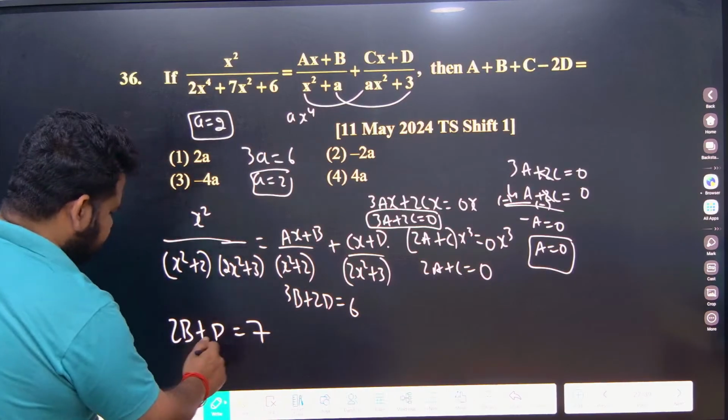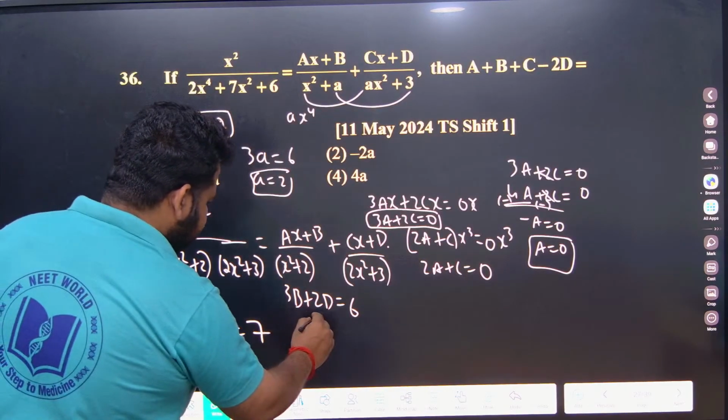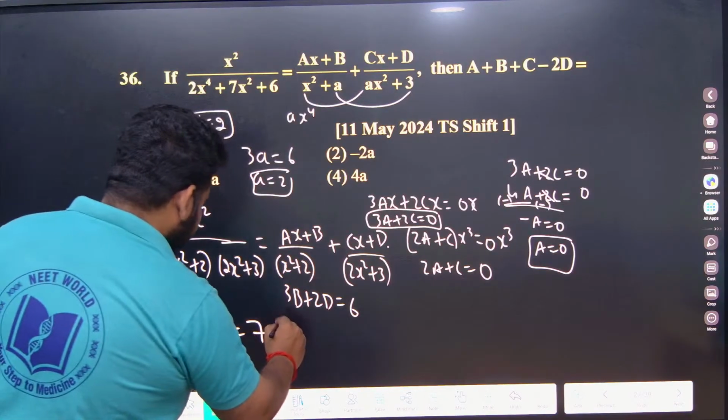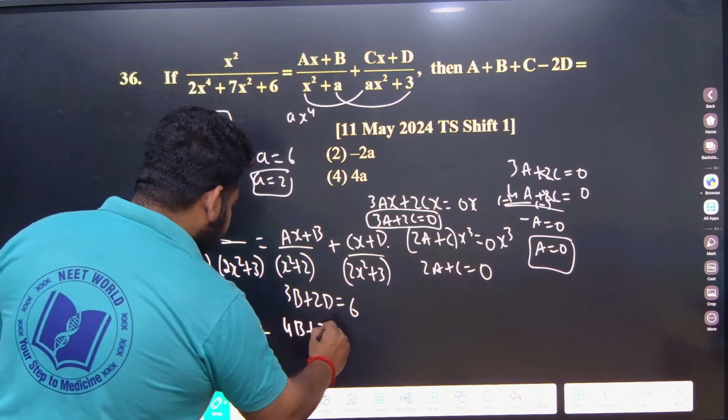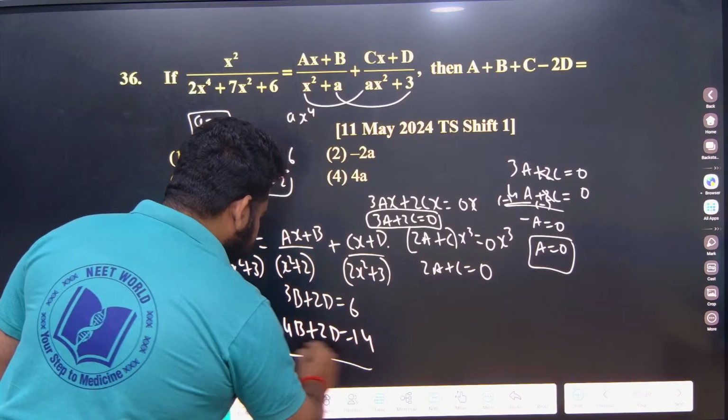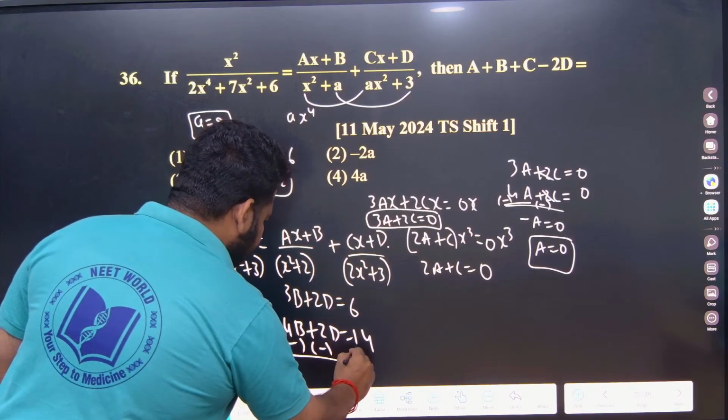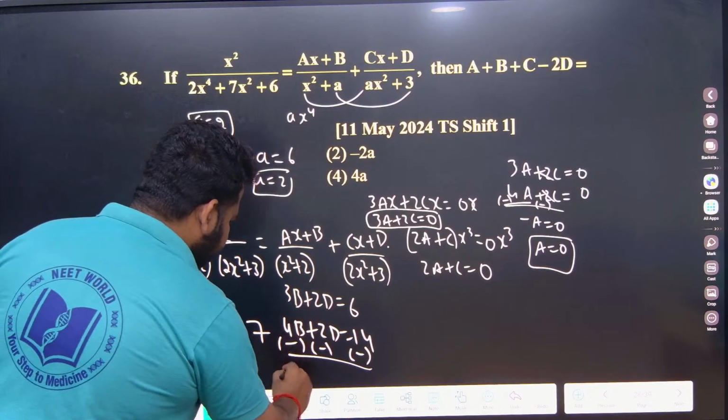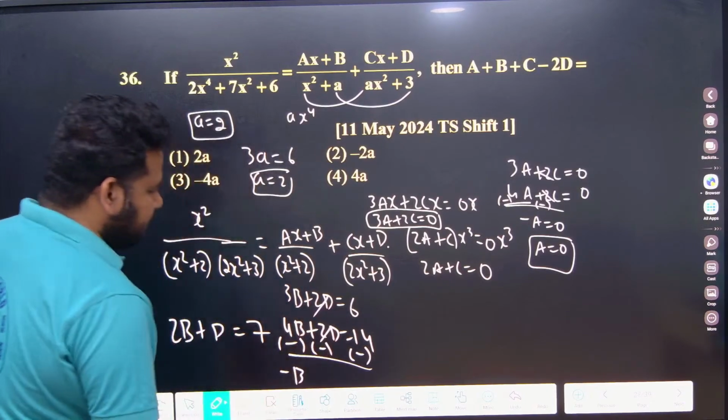So I will multiply this by 2 so that I can compare it with 3b plus 2d. If I multiply 2b plus d is equal to 7 by 2, I will get 4b plus 2d is equal to 14. So subtract, this cancels, and I get minus b, minus 14.